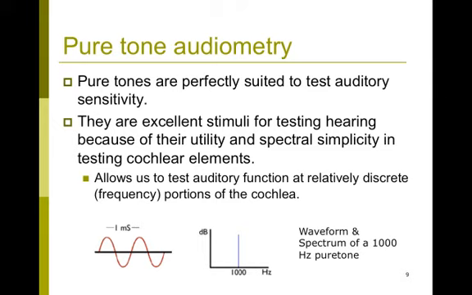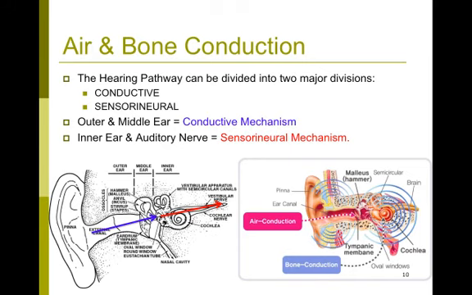Now, when we use pure tones, we are testing different discrete parts of this cochlea. So in a way, we are sampling one's hearing along the different parts of the cochlea. Now, in pure tone audiometry, we can present the stimulus through two different conduction modes, basically air conduction and bone conduction.